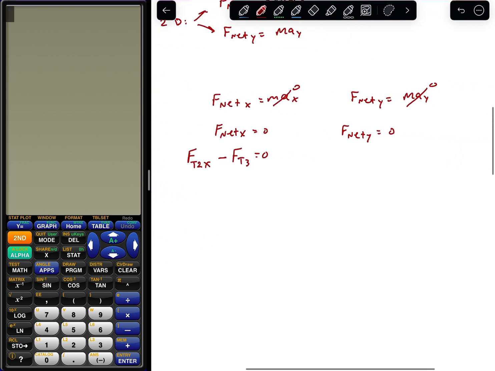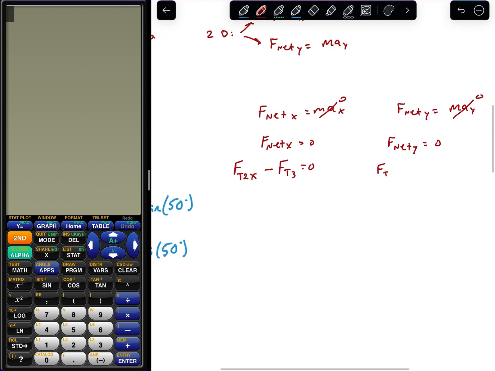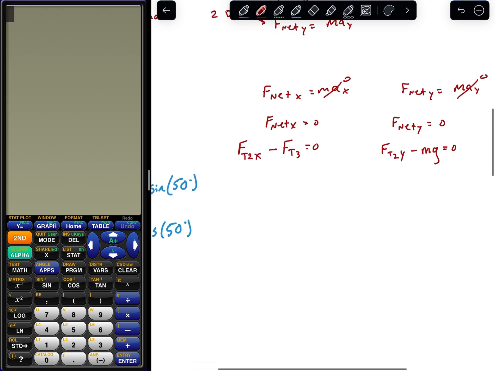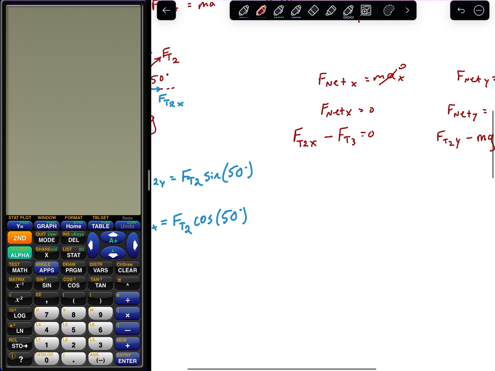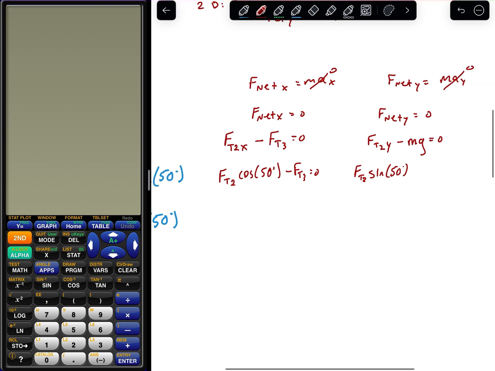In the y direction, let's go ahead and do the up forces. That is FT2y minus the down forces, mass of the block times acceleration due to gravity. Let's go ahead and divvy these up once more. Let's replace our FT2x with FT2 cosine of 50 degrees and FT2y with FT2 sine of 50 degrees.